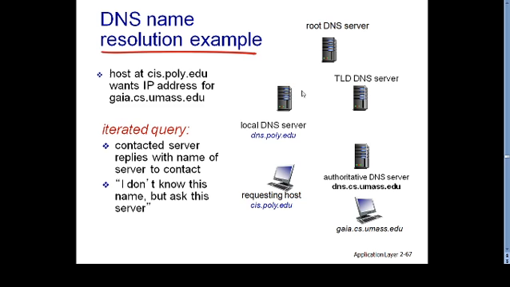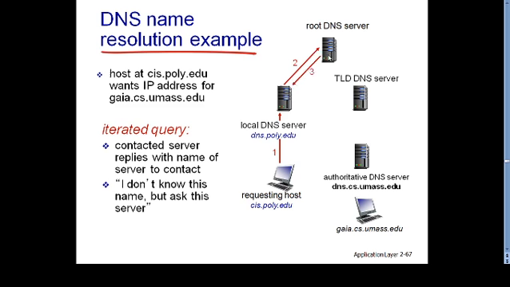So initially, when this local DNS server doesn't have the information about this requested address, the client needs the IP address of this web server, so that it can create a TCP connection or UDP connection to send and retrieve some information. So initially this client will send a request to the local DNS server, and in the iterative query format, this local DNS server will contact the root DNS server.